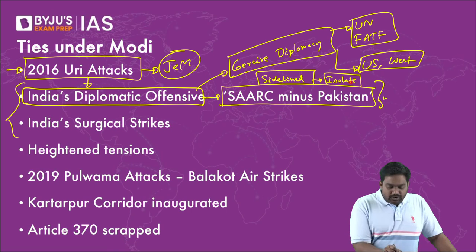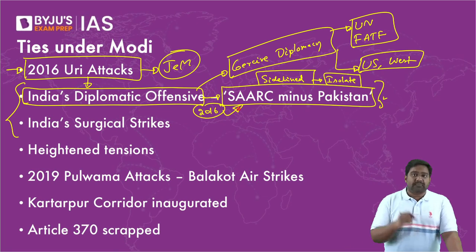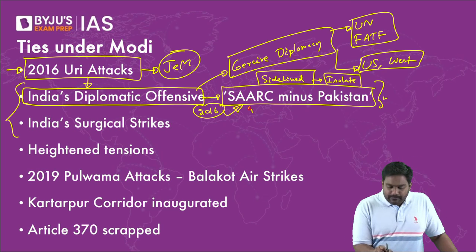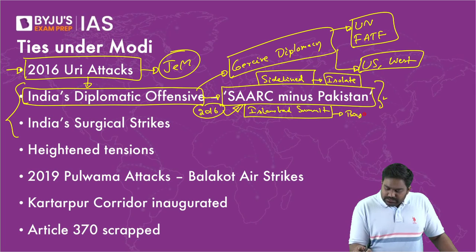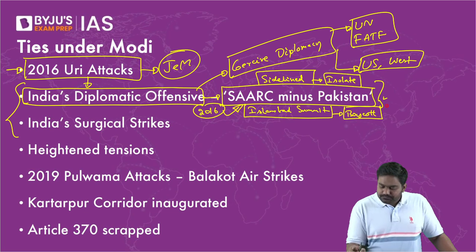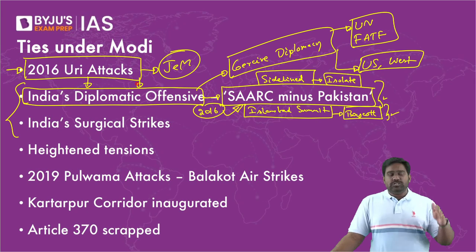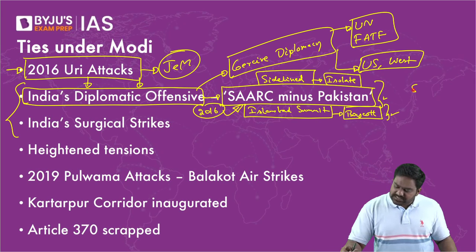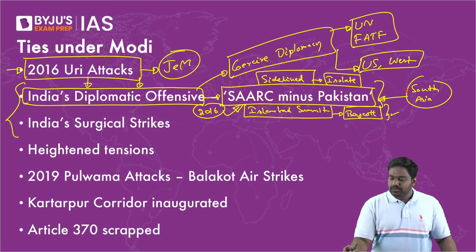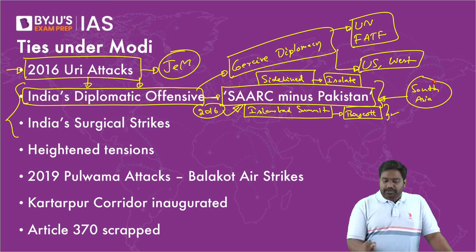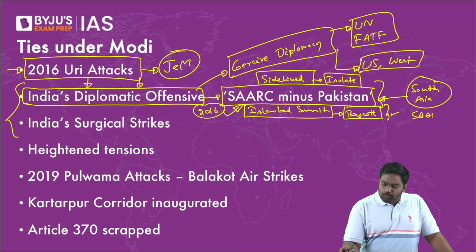When the Uri attacks happened in 2016, in just a few weeks, the SAARC summit was about to happen in Islamabad. Pakistan was hosting it. The Islamabad summit was about to happen. But India boycotted the SAARC summit, as Pakistan was responsible for the Uri attacks, right? We adopted an approach called SAARC minus Pakistan, meaning we will work with South Asian neighbors, but not through SAARC, because Pakistan is a problem here. So India boycotted the SAARC summit, and all the SAARC members supported India.